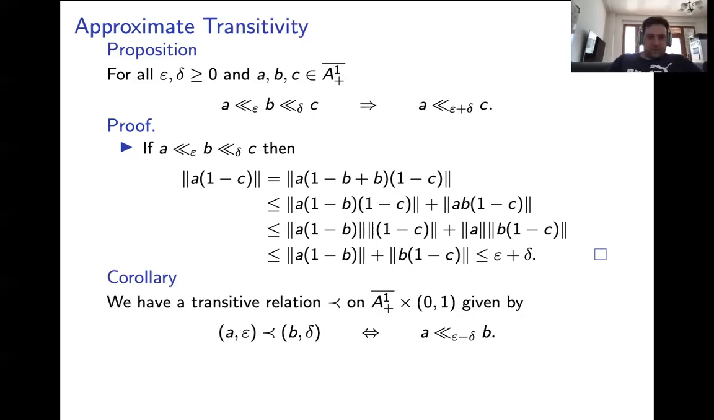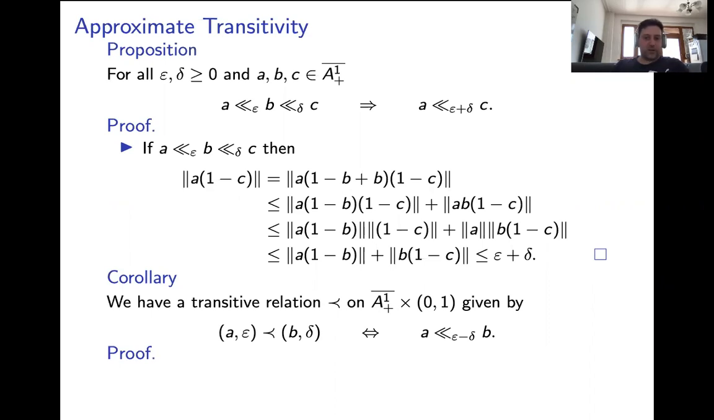Okay, and our little corollary is that we have an actual transitive relation if we're willing to expand our closed positive unit ball a little. So instead of just looking at this, we look at pairs now, consisting of an element in the ball and some element strictly between 0 and 1. So on this product here, this Cartesian product, we define a new transitive relation, which is that saying that A is almost dominated by B, where the error is epsilon minus delta.